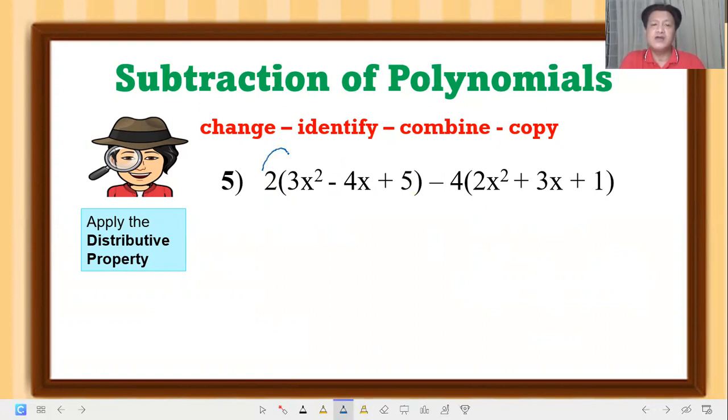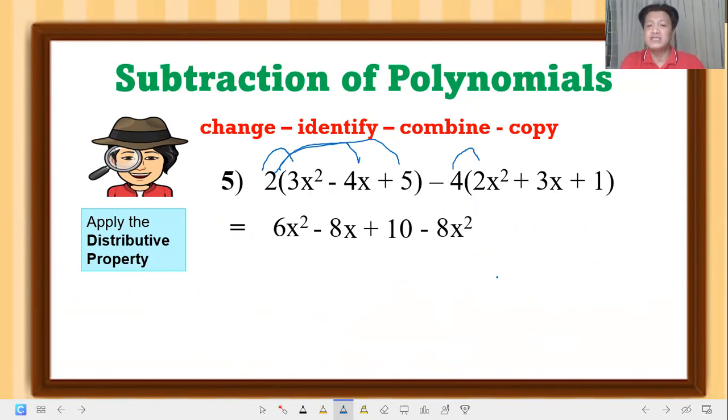So meaning to say 2 times 3, that is 6. And just copy the literal coefficient, which is x squared. Okay, and we also have 2 times negative 4x. Okay, so minultiply lang natin yung numerical coefficient, then copy natin yung kanyang literal coefficient. And we also have 2 times 5 that is equal to 10. That is constant term. And we also have negative 4 times 2x squared, that is negative 8. Then copy yung ating literal coefficient na x squared.